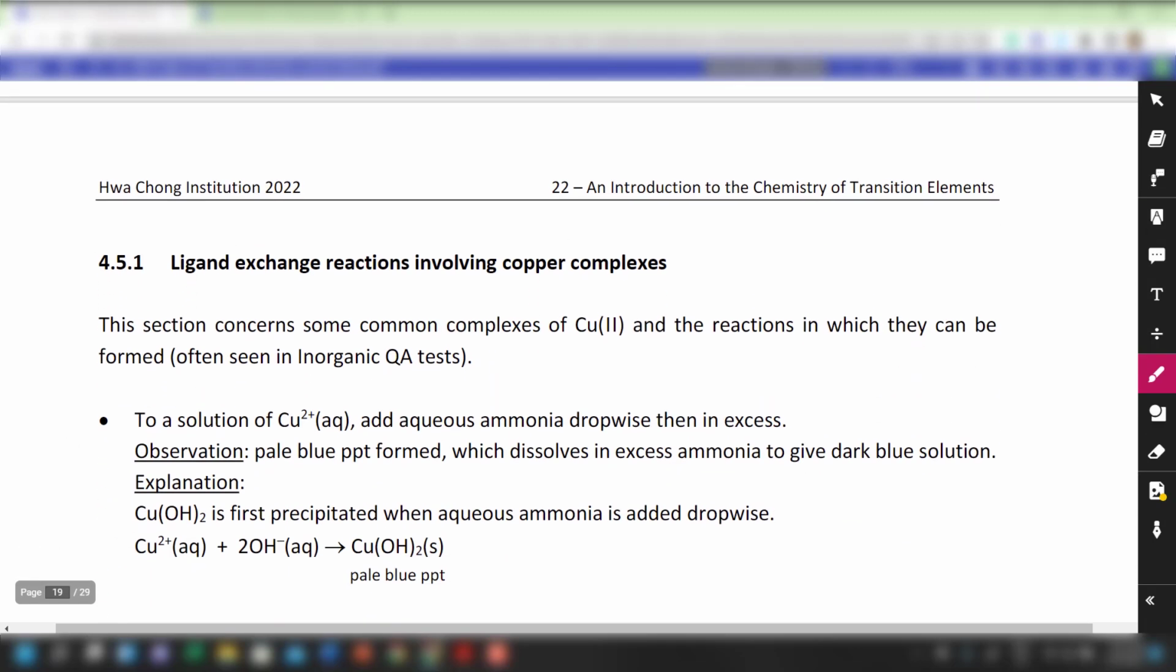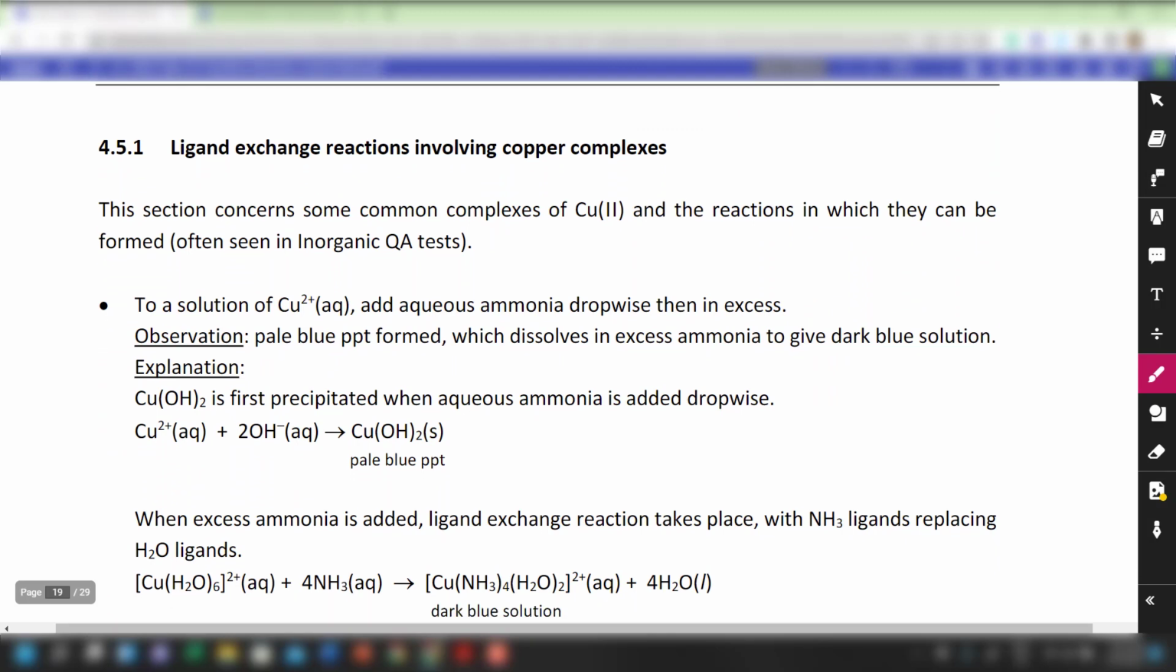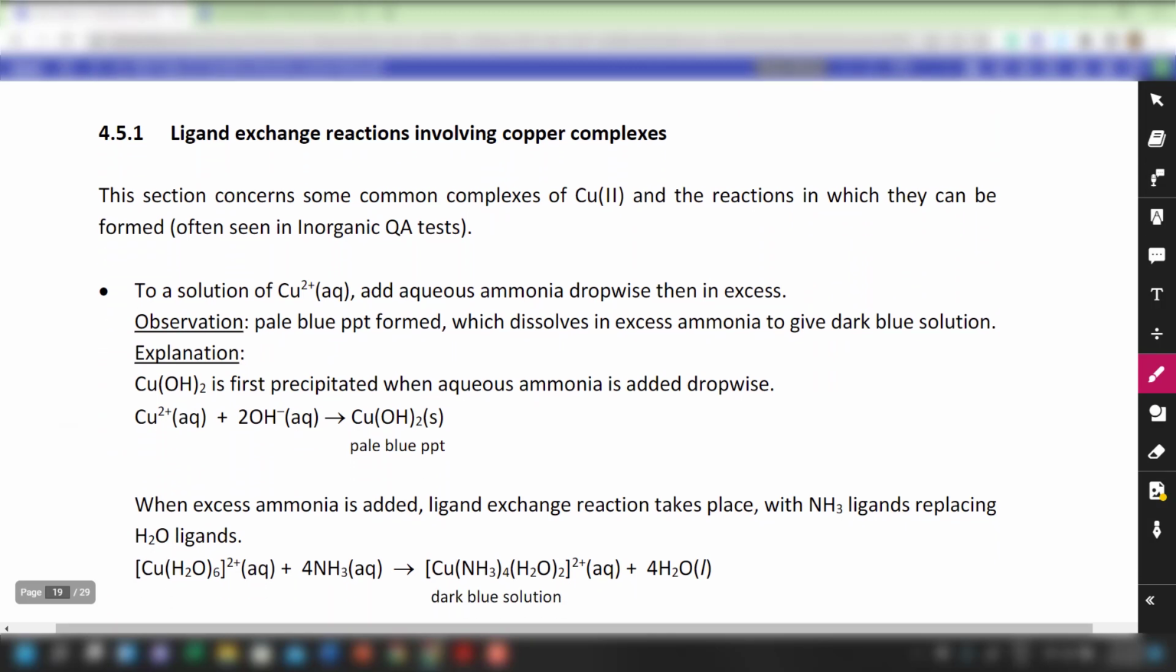Okay, yeah. And then ligand exchange involving copper complexes. Are we familiar with this? Yes, we are extremely familiar with this. We have seen that many times. I've explained that in quite a number of QA videos as well.